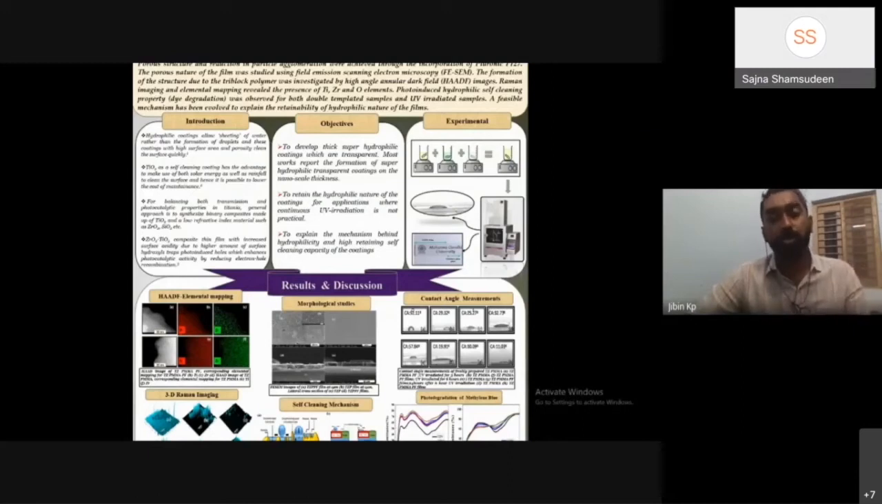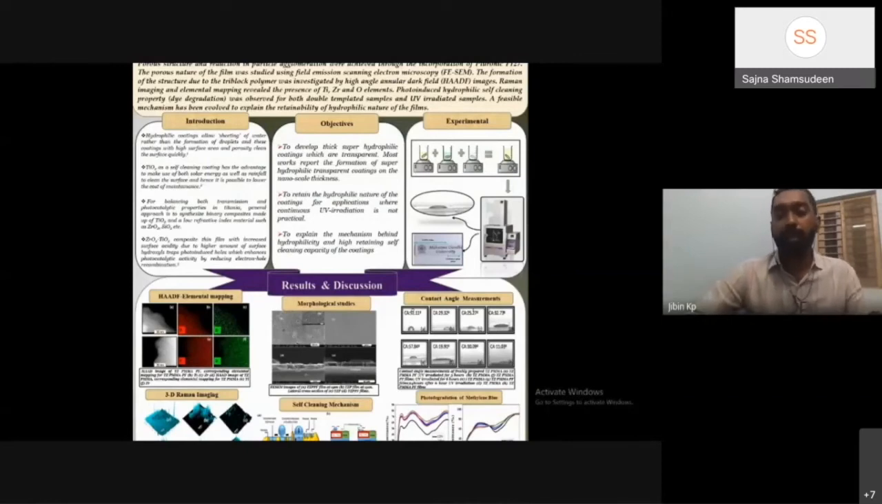We have also checked the cross-sectional imaging of the films. We can see that for both films, the thickness is in the range of 2.6 micrometer. That means the films are very thick films. The self-cleaning property is measured on the basis of contact angle. For the contact angle, we have checked both films.